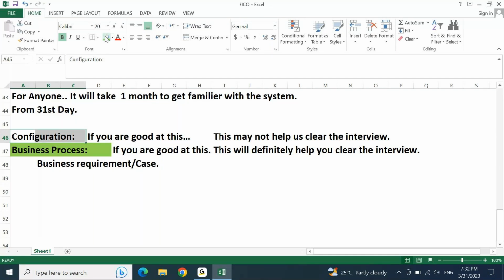That confidence will never come with your configuration. If you are good at config, you will never be confident, because nobody talks about config. When nobody talks about config, there is no point of confidence. But everybody is after your business process, your experiences, what kind of issues you have faced. This comes only when you practically execute real-time scenarios. When we talk about a real-time scenario, you have to be very clear that this is a practical, valid business requirement.